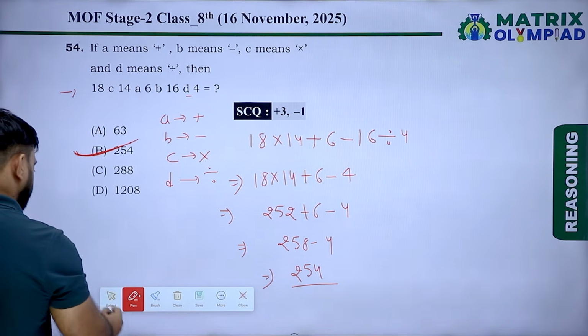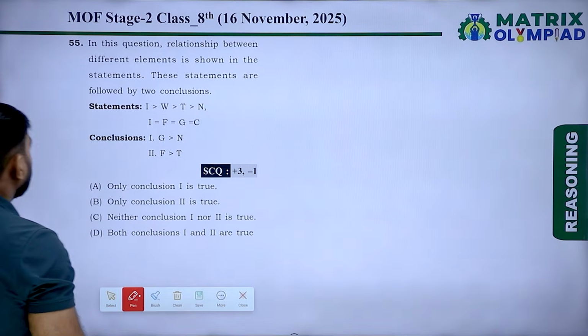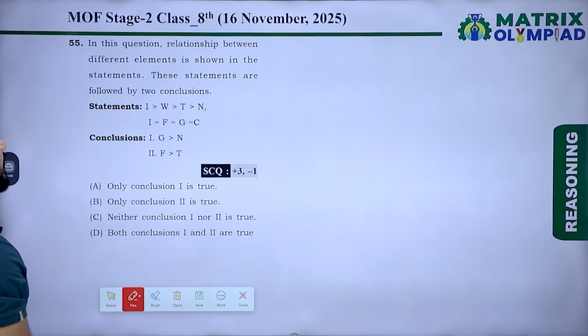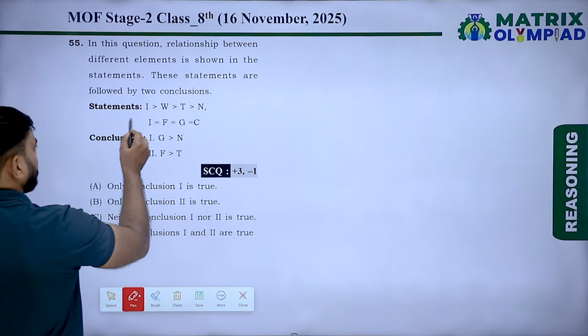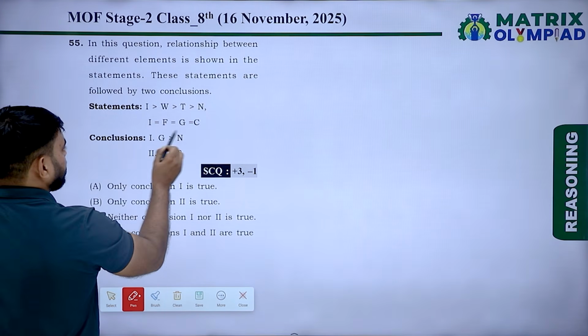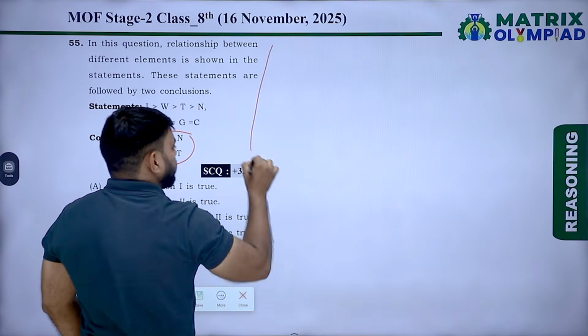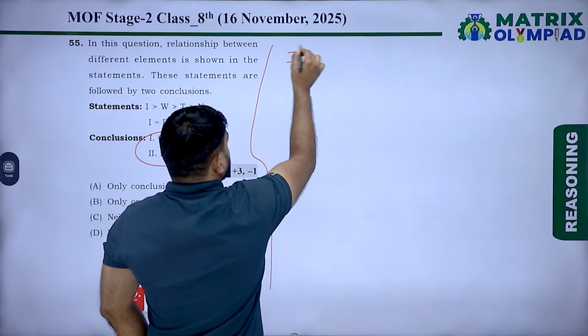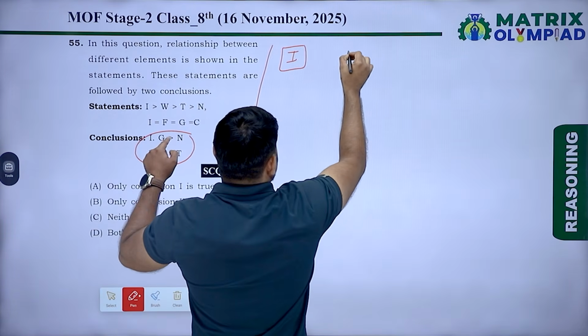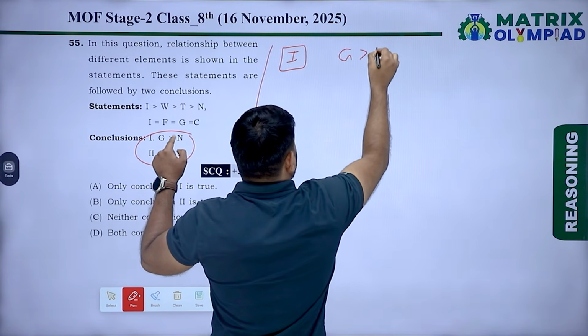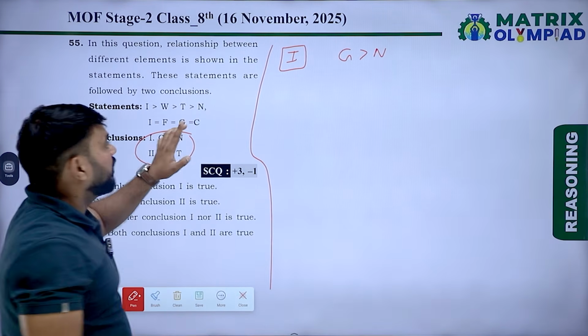Let's move on to the next question. So now next question is question number 55. In this question, relationship between different element is shown in the statement. These statements are followed by two conclusions. We have two statements and we have two conclusions also. So taking first conclusion. So now according to first conclusion, G is greater than N.